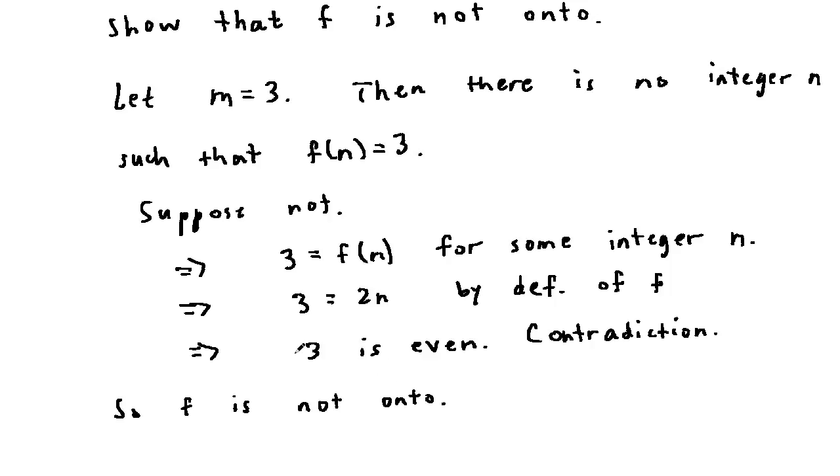Note that we could have chosen any odd integer as our counterexample, since the range of f consists of only even integers. Here we chose 3 as our counterexample, but we could have chosen any odd integer.